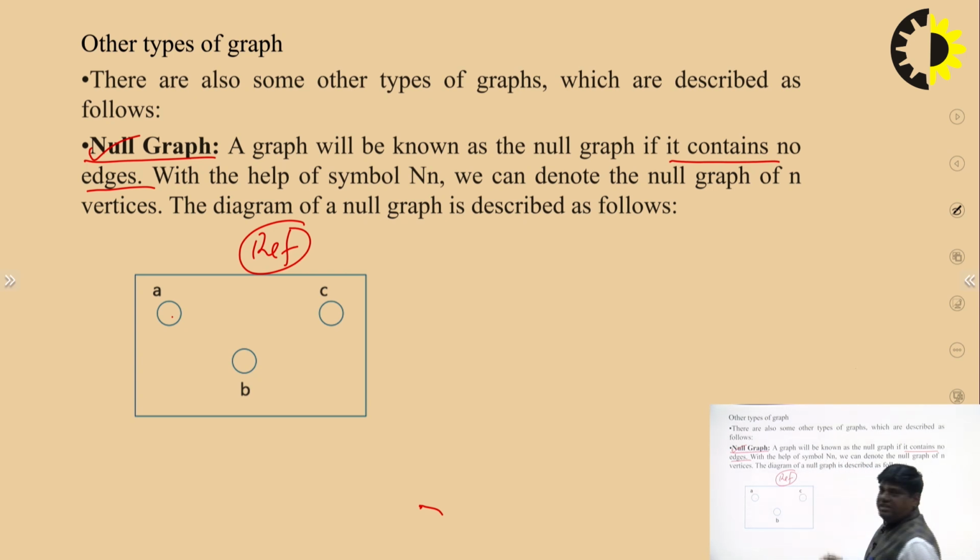Another one, which is not mentioned here, is known as the trivial graph.